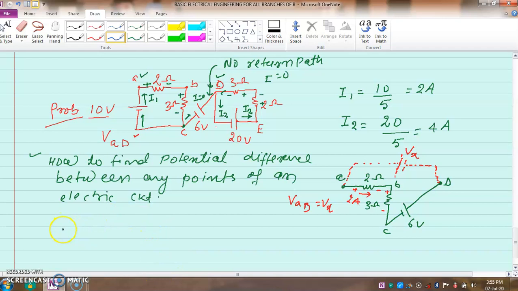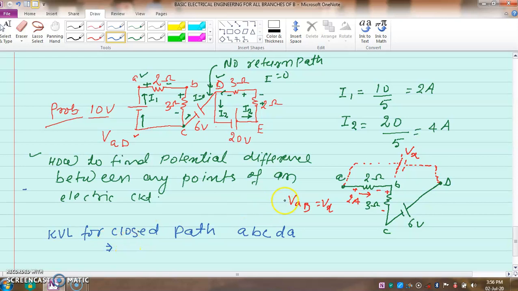Now you can write KVL for a closed path. You can take any path. I am taking A, B, C, D, A. This is one closed path. So what is the KVL? KVL states that sum of the voltages in any closed path is 0. So let us apply this rule.